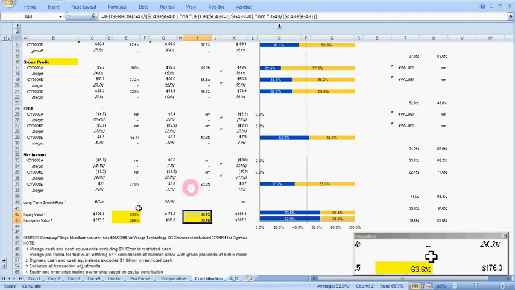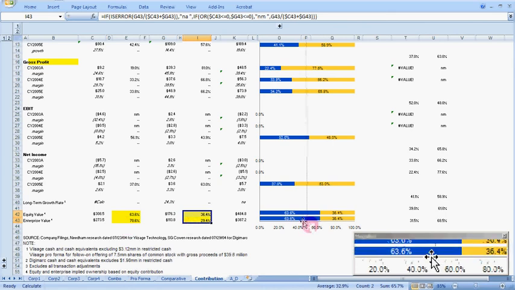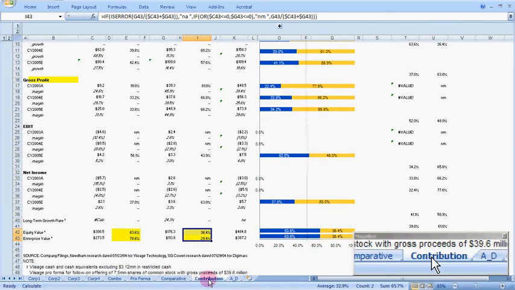But then when you're looking at the equity value, Visage is a lot higher at 63 compared to 36 for Digimarc. And then the enterprise value is 70 compared to 29. And as you can see, it's a little bit of a graph look.